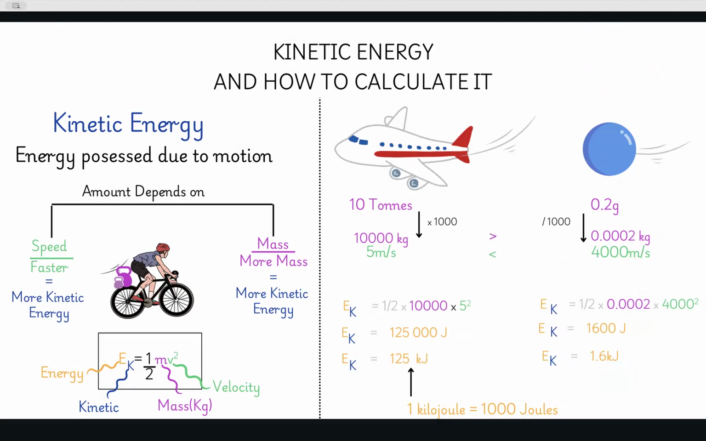So as you can see here, the plane has a much bigger kinetic energy than the ball, and that's because it has a much greater mass than the ball.